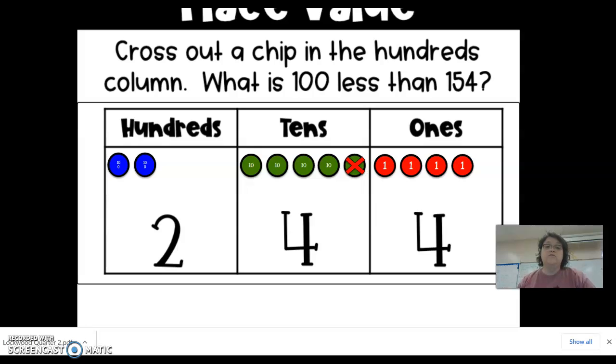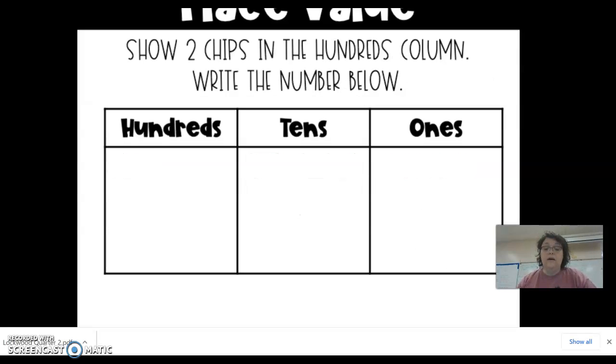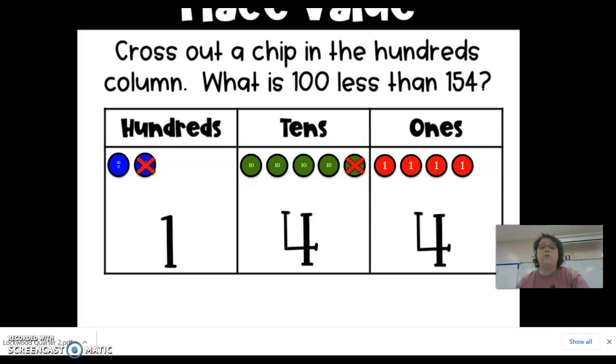Okay, now it says cross out a chip in the hundreds column because it's saying what is 100 less than 154. So I go to the hundreds column and I cross off 100. Watch. How many hundreds are left? 1. So I still read it the same way with the other numbers. Nothing else changed. It is now 100, 4 tens, and 4 ones.